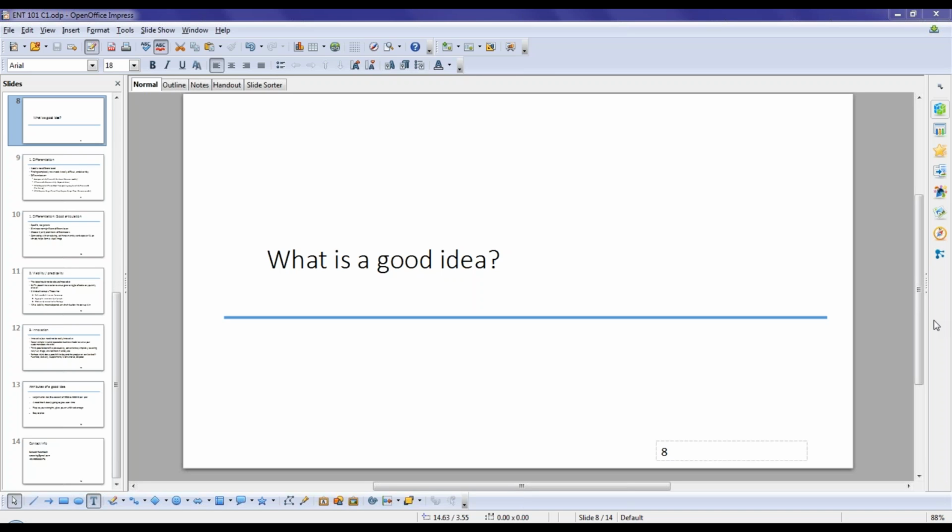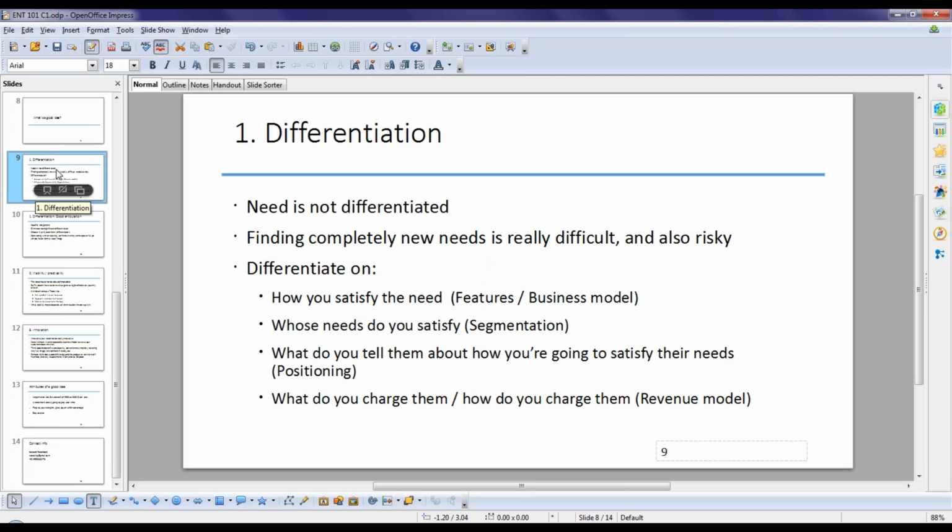So coming back to our point, what is the first thing that you have to think about? The differentiation. How do you differentiate that?